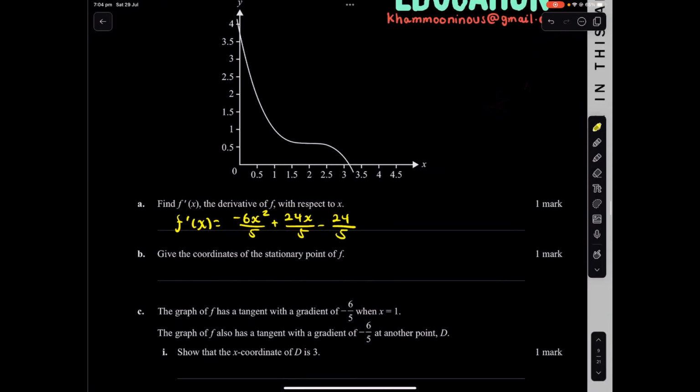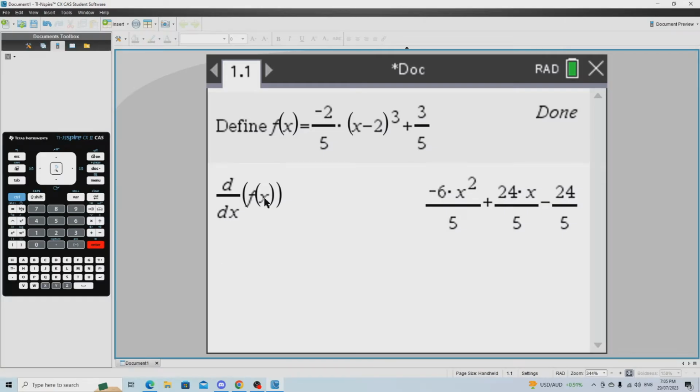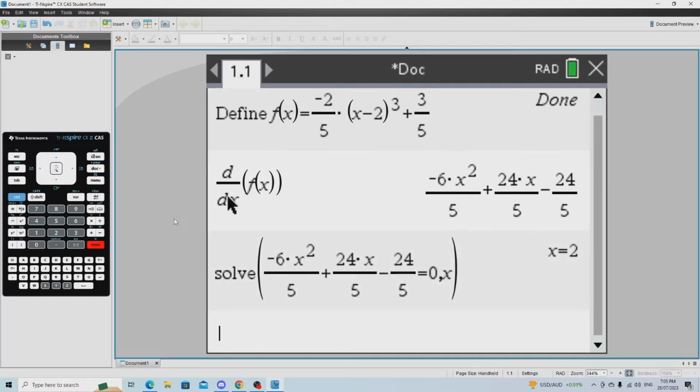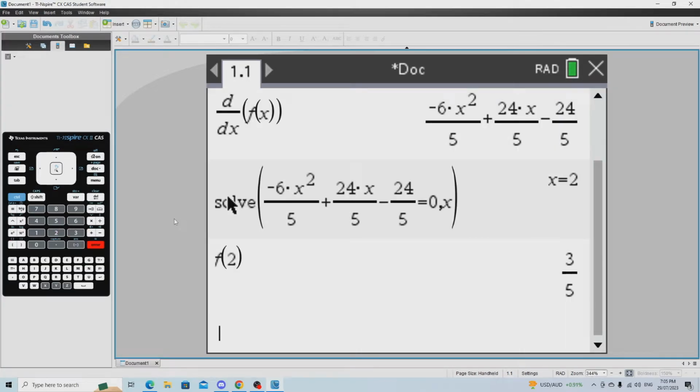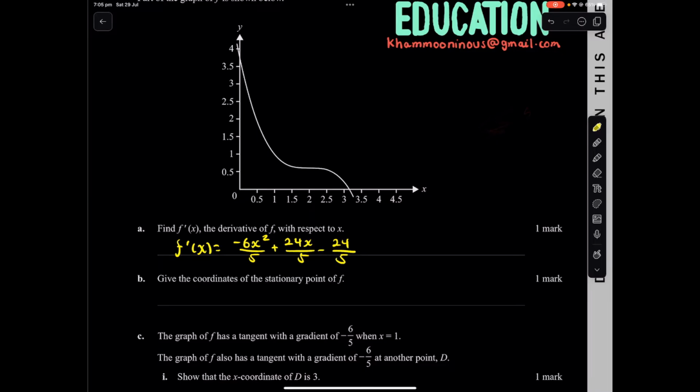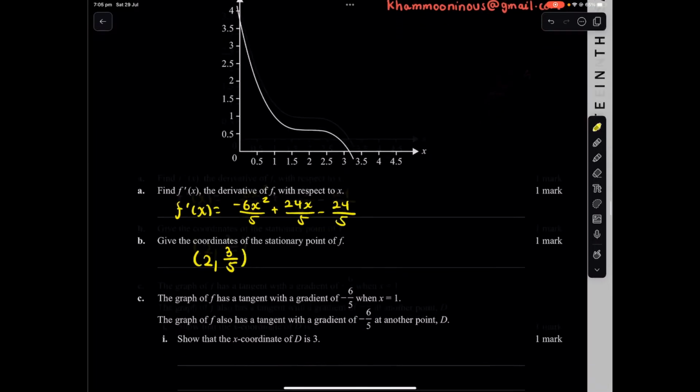Next question, give the coordinates of the stationary point of f. Okay, to find the stationary point, what we're going to do is solve f dash of x equals 0, comma x. So our stationary point is at x equals 2. Now I'm going to find the y coordinate. So f of 2 gives 3 over 5. So your coordinate is (2, 3/5). That is your stationary point.